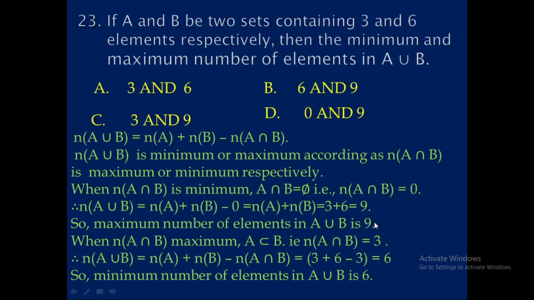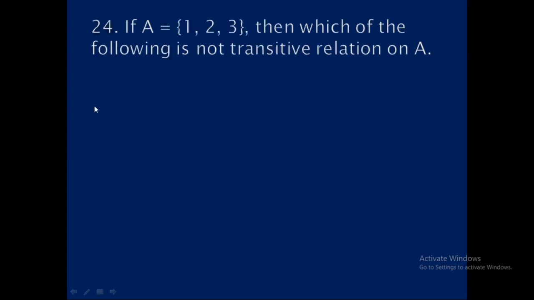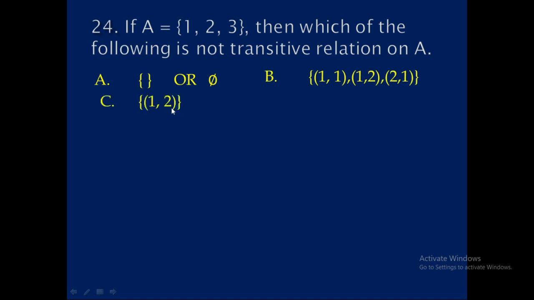If set A contains the elements 1, 2, 3, then which of the following is not a transitive relation on A? Option A: the null set. Option B: a set containing 3 elements, (1,1), (1,2), (2,1). Option C: a singleton set, the ordered pair (1,2). And option D: a 2-element set, (1,1) and (1,2).